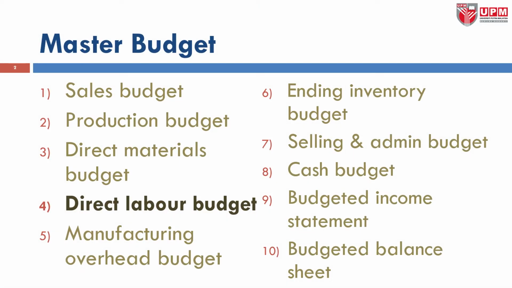In the previous video, we have already discussed the first three types of the master budget, which include the sales budget, production budget, and direct materials budget. In this particular video, you're going to be exposed to the direct labor budget, manufacturing overhead budget, ending inventory budget, and selling and admin budget.